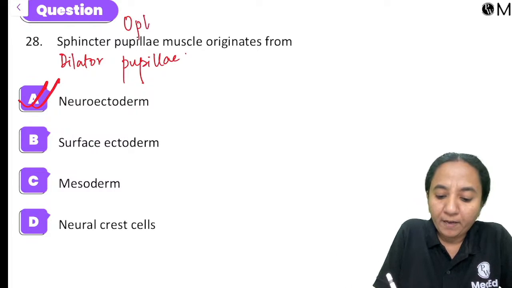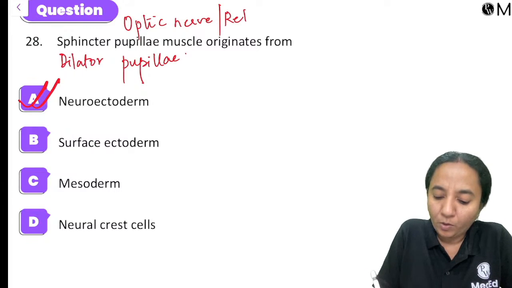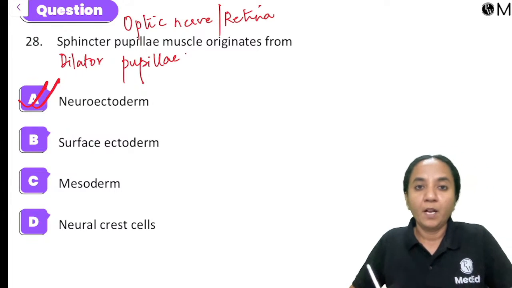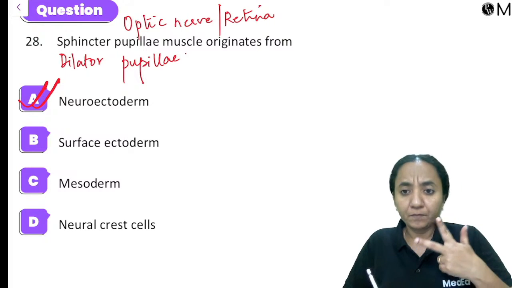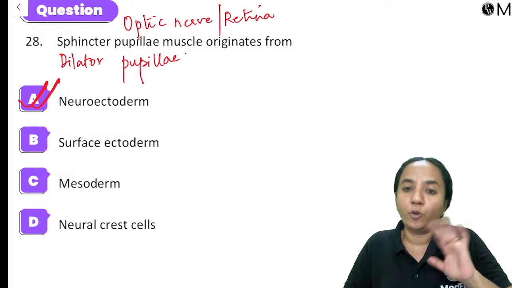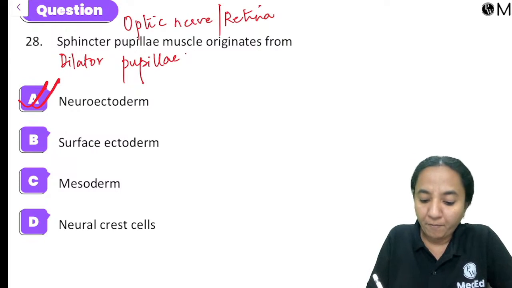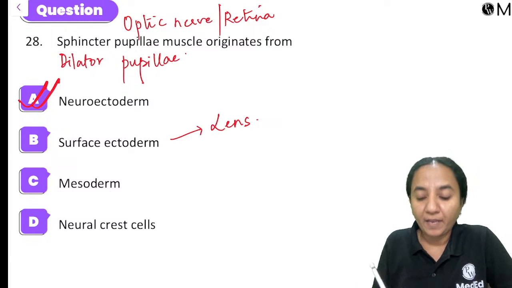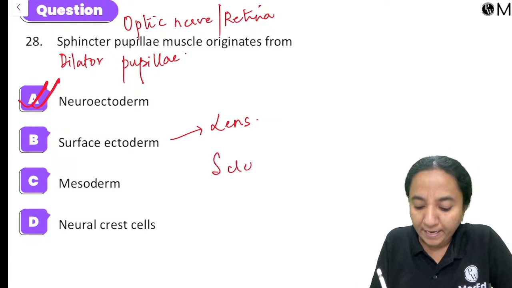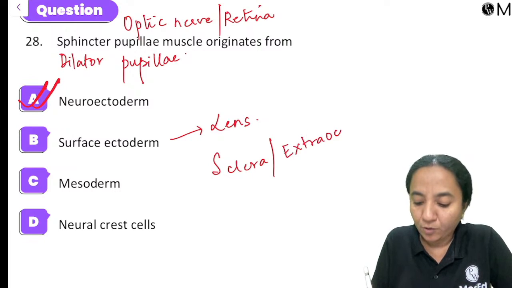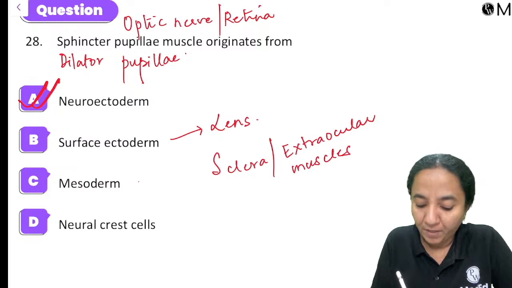Also the optic nerve and the retina. This is again common sense. All these also originate from neuroectoderm. So optic nerve, retina, sphincter pupili, dilator pupili originate from where? They originate from neuroectoderm. Important to remember, the crystalline lens originates from the surface ectoderm. And very important derivatives of the mesoderm are the sclera and the extraocular muscles.